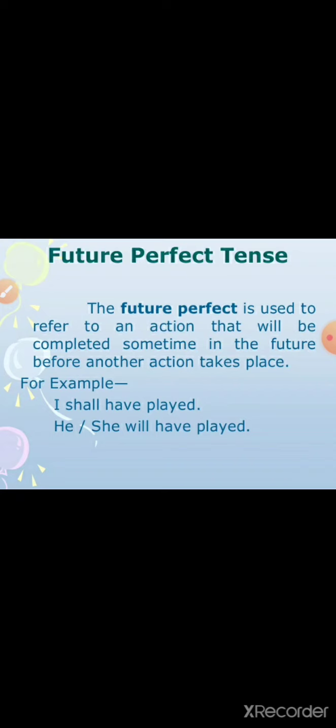I shall have completed my graduation by 2025. Or they will have eaten their food before I reach there. They will have eaten. I said third form of verb. Eat, ate, eaten. Okay? So, subject plus shall have or will have plus third form of verb plus rest of the sentence.